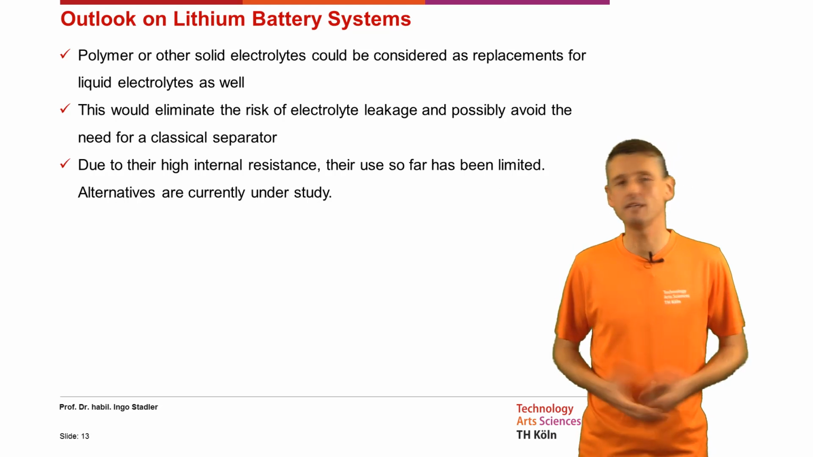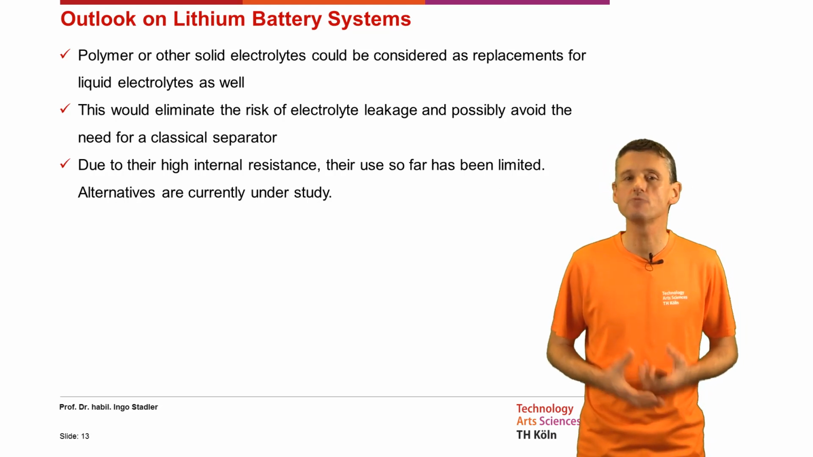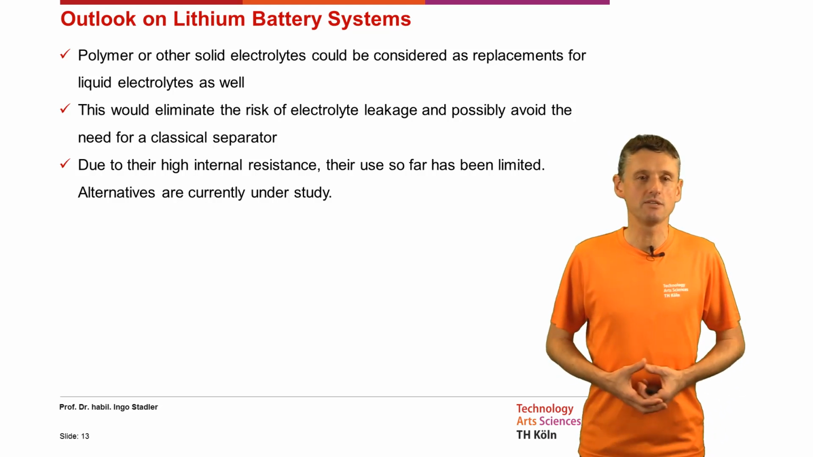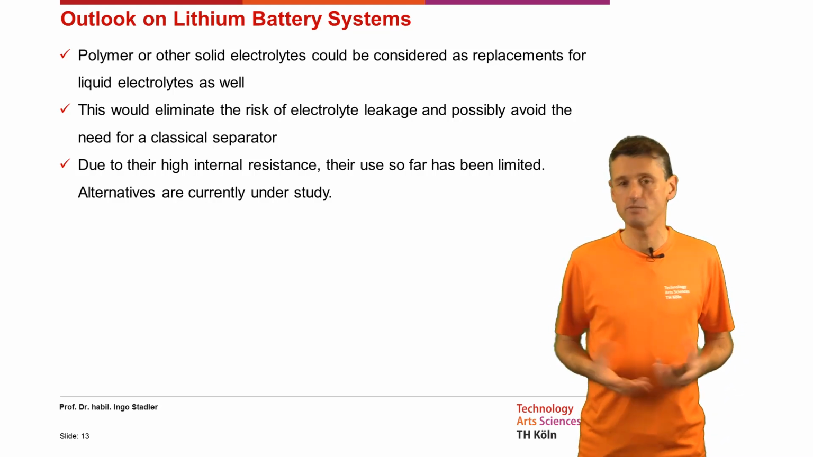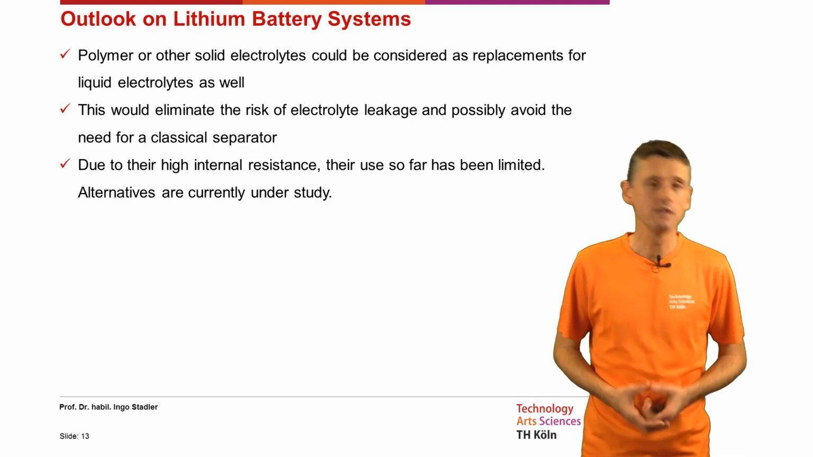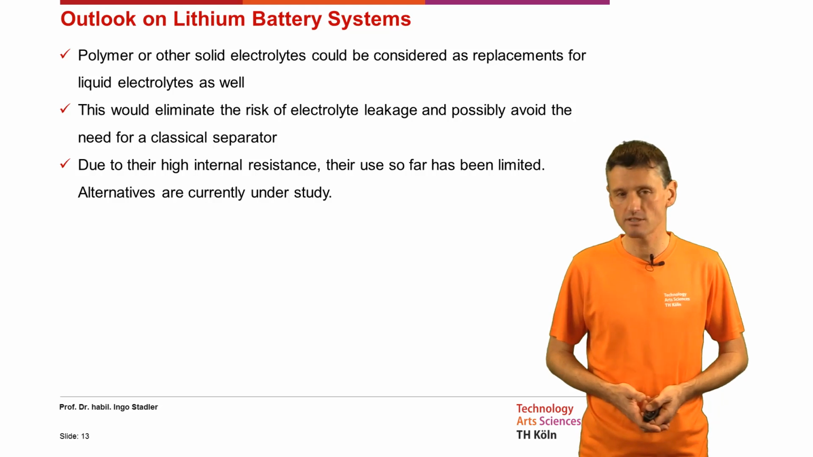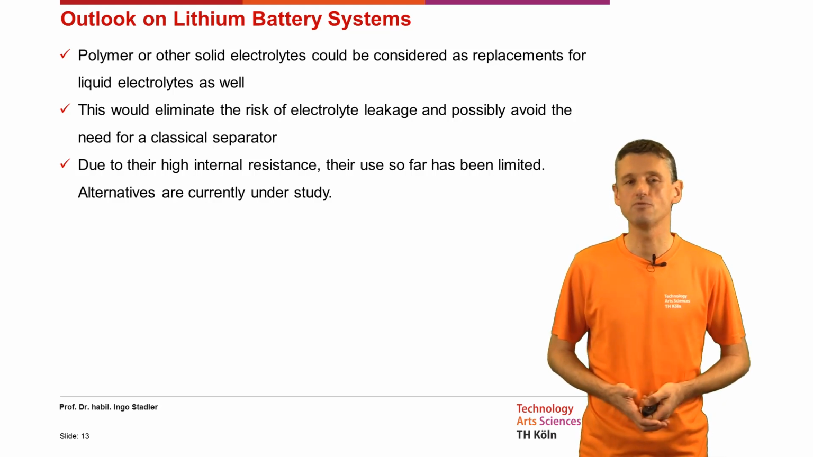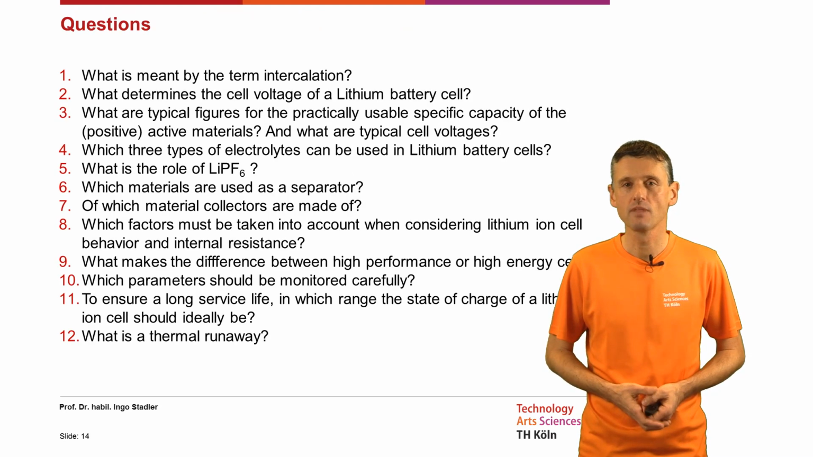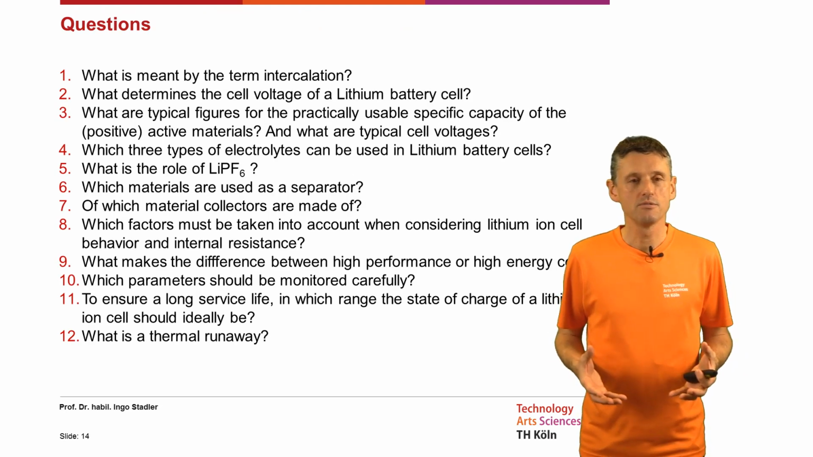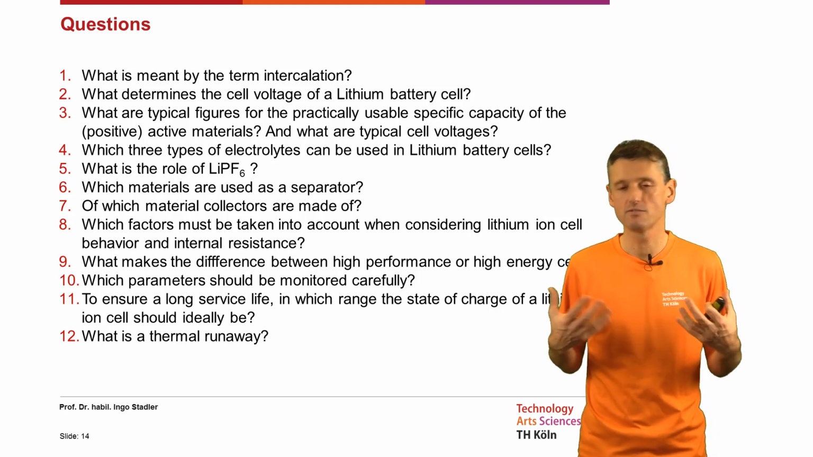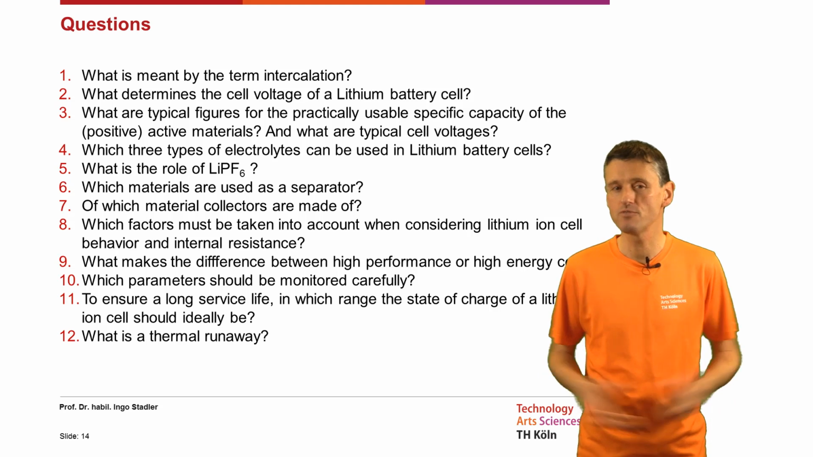Polymer or other solid electrolytes could be considered as a replacement for liquid electrolytes as well. This would eliminate the risk of electrolyte leakage and possibly avoid the need for a classical separator. Due to their high internal resistance, their use so far has been limited. Alternatives are currently under study. And the last video we will show soon will summarize what we have shown in these first 7 videos.